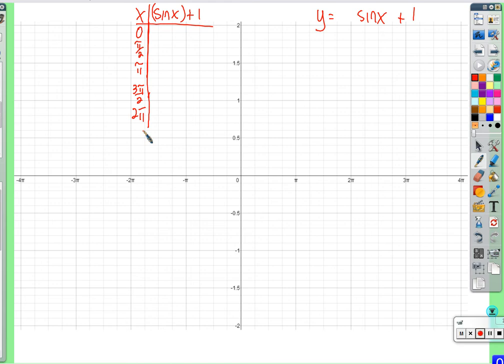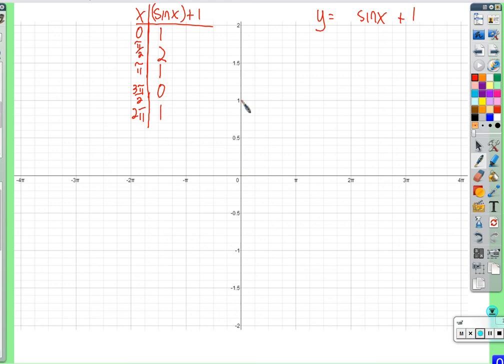What's the sine of 0? 0, that's what we have so far, plus 1. 0 plus 1 is 1, good job. Sine of pi over 2? 1, plus 1 is 2. Sine of pi? 0, plus 1 is 1. Sine of 3 pi over 2? Negative 1 plus 1 is 0. Sine of 2 pi? 0 plus 1 is 1. Okay, let's graph this.